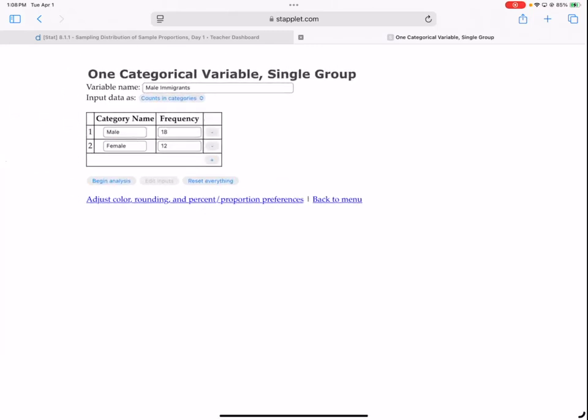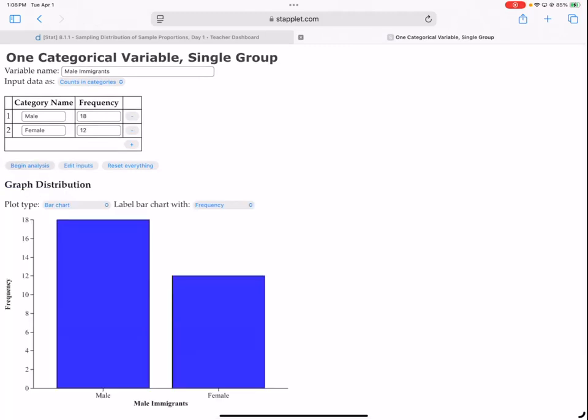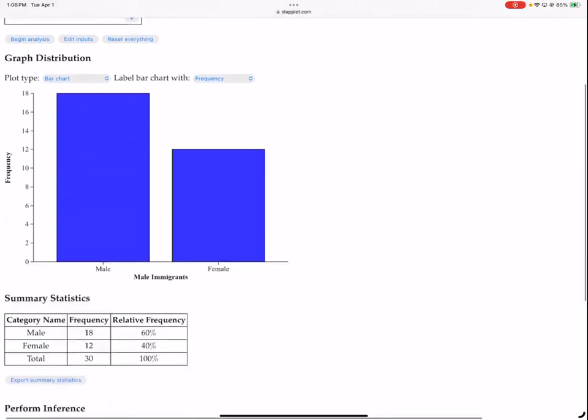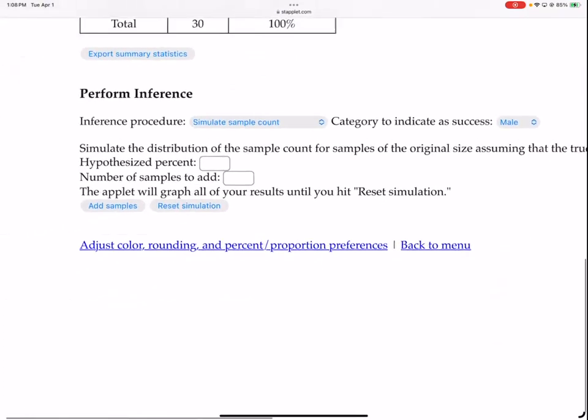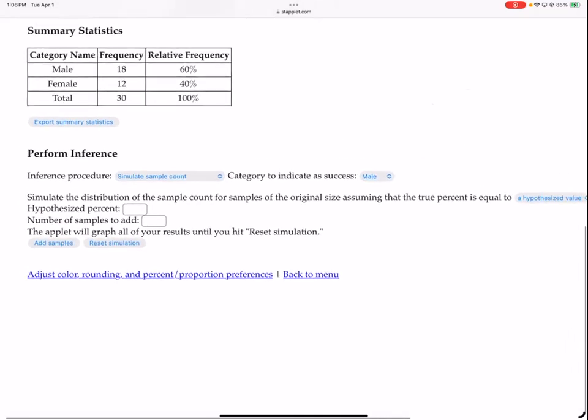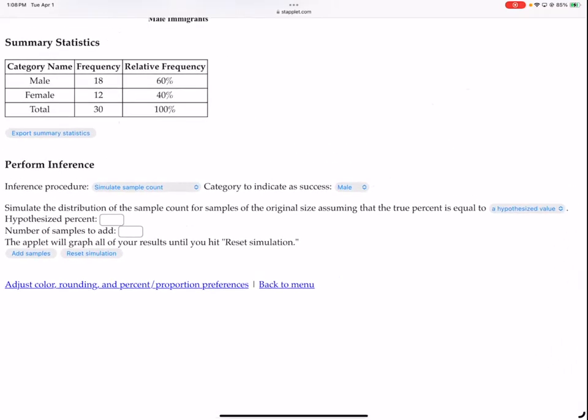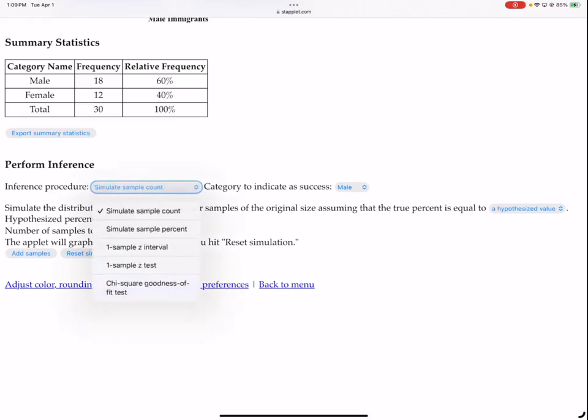Okay, we're going to click Begin Analysis. Now, I don't care about this part right here. This is all that kind of stuff we played around with early in our course. We're now going to go down to the bottom, and we're going to do this inference right here. This is going to help us see what happens. And what we're going to do basically is we're going to take a random sample. So we're going to take a sample of males from this. And the question is, how many males is there?